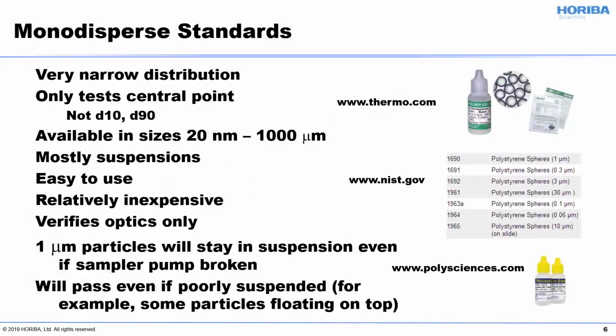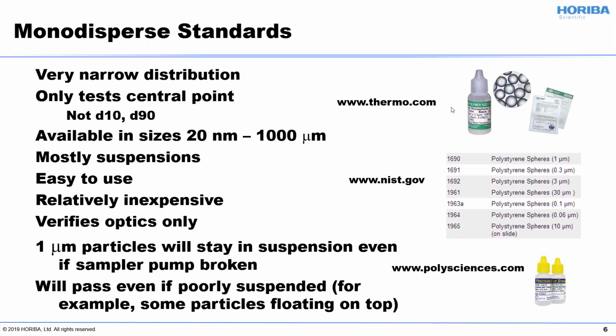They're very popular. It's a very narrow size distribution. All of your spheres are the same size. It tests the central point, no data on D10 or D90. You can buy them in sizes from 20 nanometers up to 1 millimeter.